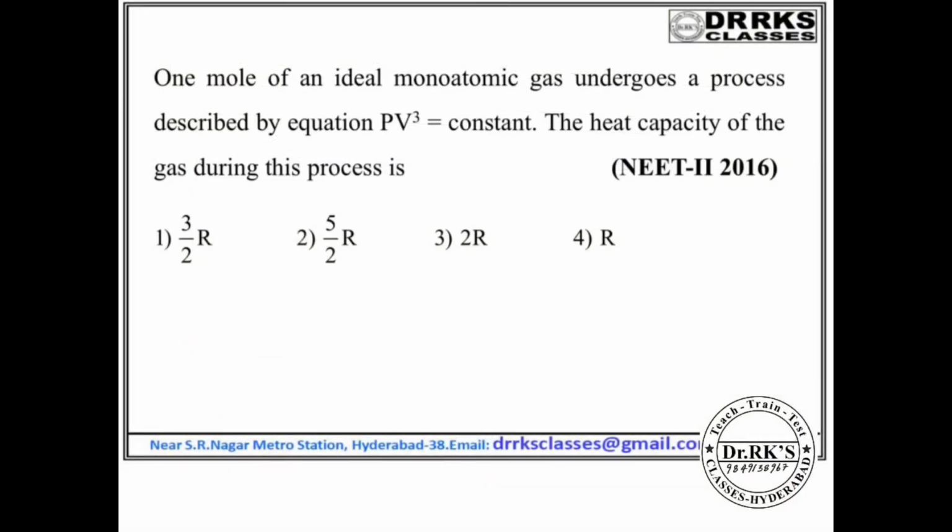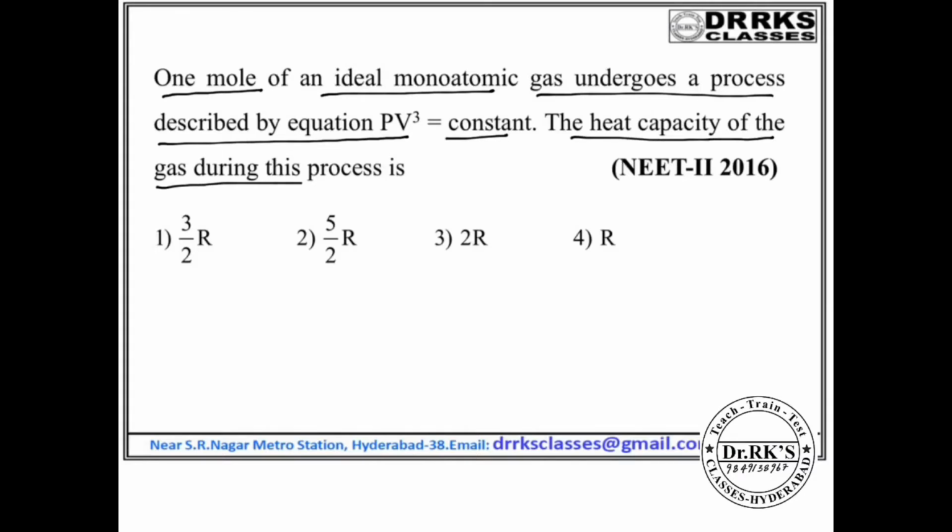Let us start the problems related to polytropic process. So here, 1 mole of an ideal monatomic gas undergoes a process described by PV cubed is constant. So you have to calculate the heat capacity of the gas in this process. So it is a polytropic process where PV to the power of x is equal to some constant. So x is equal to 3.